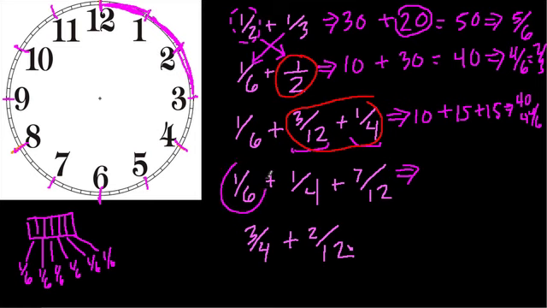A 6 is like 10 minutes plus a 4th, which is 15 minutes. I'm just going to combine that because I'm running out of room here. And that's going to be, I'm blanking, 25 minutes, right? 7/12 sounds nasty, but really, all I have to do on the clock is go up to 7/12, which is right here. So how much of an hour is that? Well, if we know time and how to read this clock, it's 35 minutes. So 25 and 35. Altogether, that gives us 60 minutes.